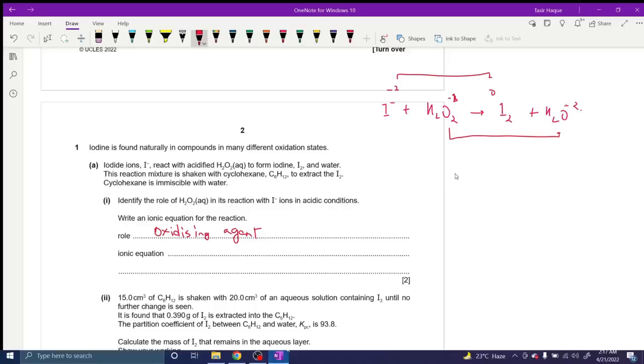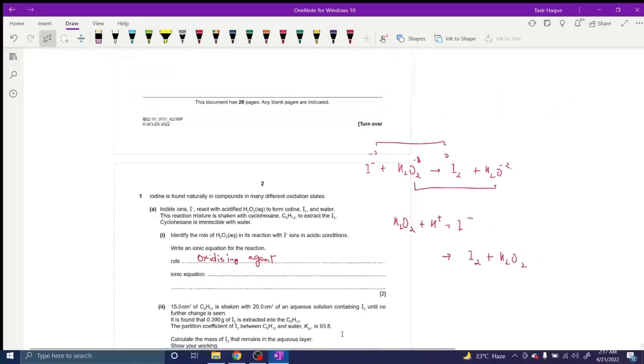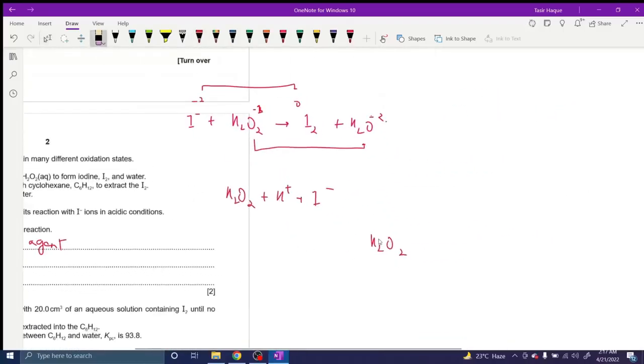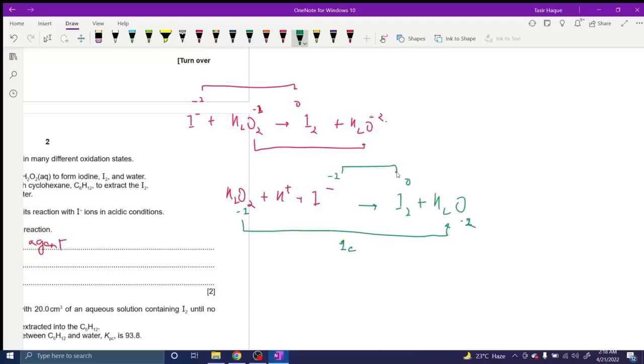Let's try balancing it. We know that there's H2O2, we know that there's H plus since it's acidic, and we know that there's iodide, combining to form iodine plus H2O. So our main goal is to balance the number of electrons. Here the change is -1 to -2, that's 1 electron. Here the change is -1 to 0, that is also 1 electron. So in hindsight it looks balanced, right?